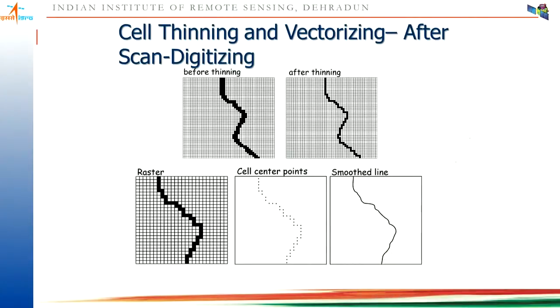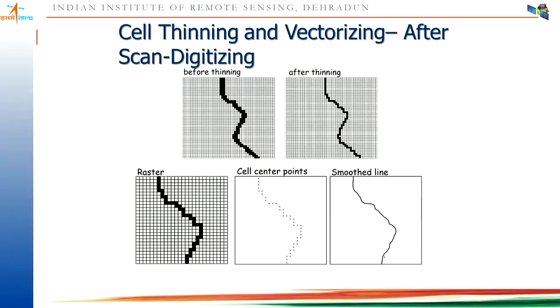So generally, suppose out of all these pixels I have automatically classified this is the road, but I have to create a line. A line cannot have so many pixels, so I have to do the thinning. After thinning, each vertex belongs to one point, or you can say the width of the line is 1 pixel. Then you convert it to raster, now you calculate the center of each cell and join these cells to make a smooth line.